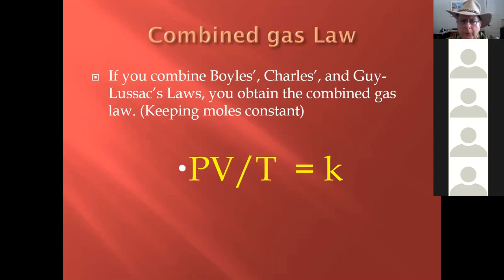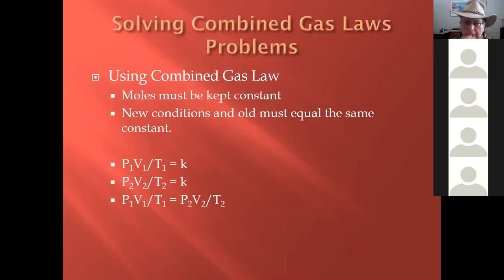Okay. If we combine all these laws together, and we're not going to deal with Avogadro's because we're keeping moles constant in this one. If we combine Boyle's, Charles's, and Gay-Lussac's, what we end up with is PV over T is equal to K. Again, we're keeping the moles constant. So if we change the conditions of the pressure, volume, and temperature, we end up with the bottom expression, P1 V1 over T1 is equal to P2 V2 divided by T2.